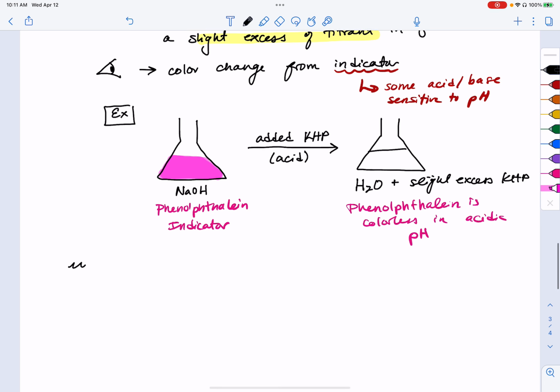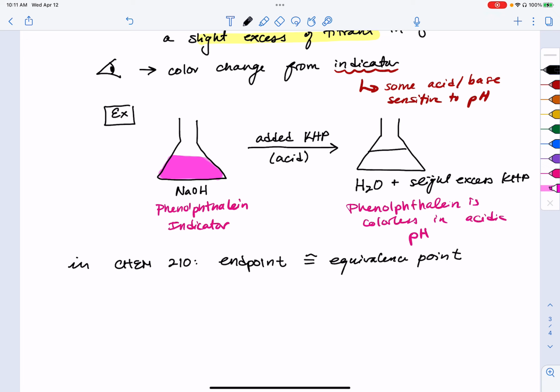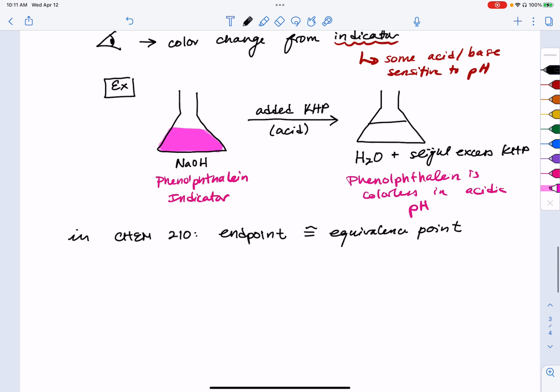So now in 210, we're going to approximate by saying that the endpoint is more or less what we're going to call the equivalence point. Right? Because we can only witness the endpoint, which we know is some point just beyond the equivalence point, but since we cannot quantify in this class exactly how beyond the equivalence point we are, we're going to say that these are more or less the same.